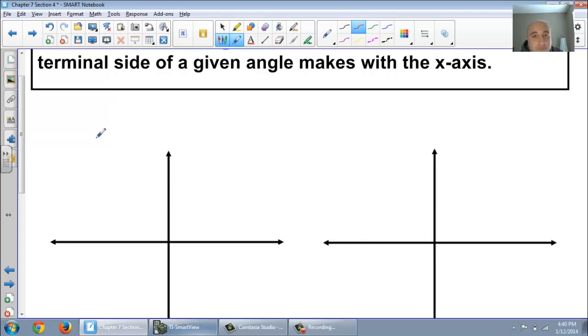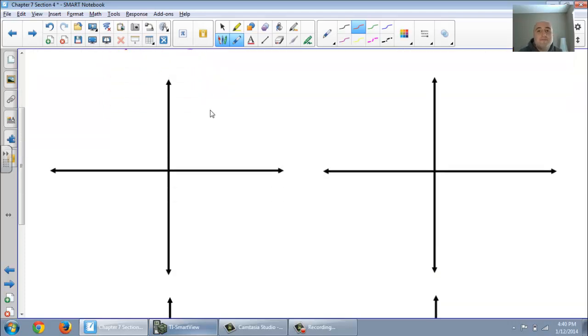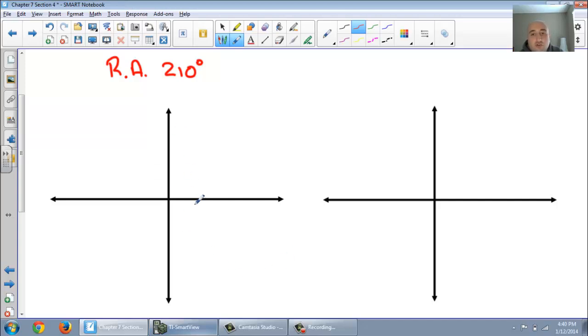So let's find the reference angle of 210 degrees. First, let's draw 210. There's 180, and then 180 plus 30 more will give me my 210. There's my 210 degree angle. Now, the reference angle is the distance from the terminal side, which is right here. Here's your terminal side.